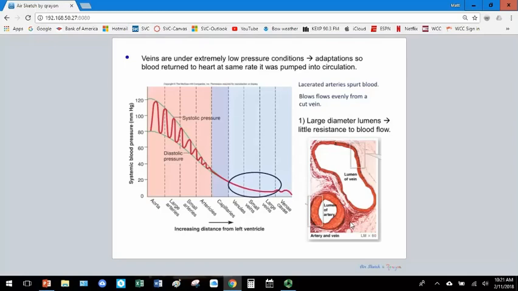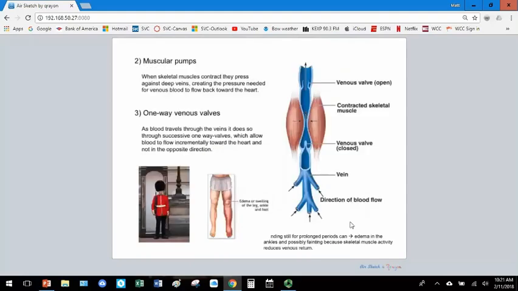And one of those are those larger diameter lumens. You have a large diameter lumen, that means that there's less resistance against the walls of the blood vessel. So that's one thing that's going on. Two, we have muscular pumps. And this is the same for the lymphatic system. We have the venous system, which runs through skeletal muscles. And when skeletal muscles contract, they press against these deep veins, create pressure, which sends blood up through the veins. And this works only in conjunction with one-way venous valves. So we have one-way venous valves in there, which allow blood to only flow one way through the veins. So the skeletal muscles contract. That sends blood up through this valve, and then when it's done contracting, this valve closes and keeps this blood up here. So blood keeps working its way up and up and up.